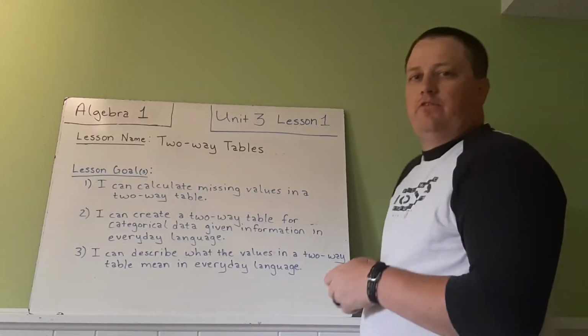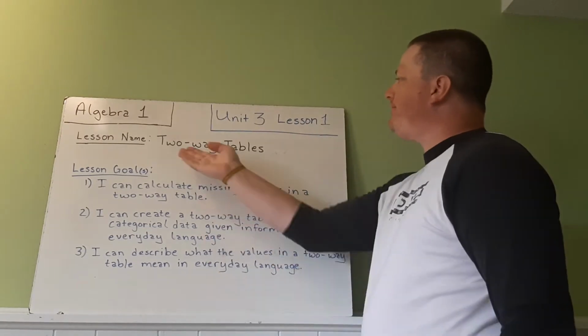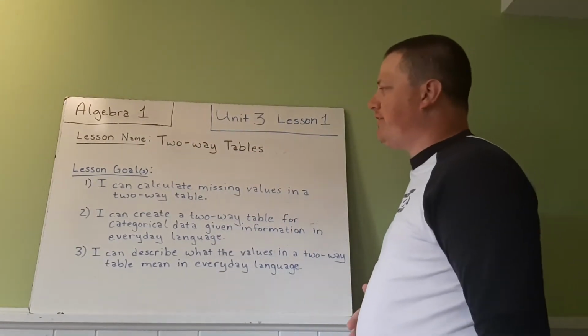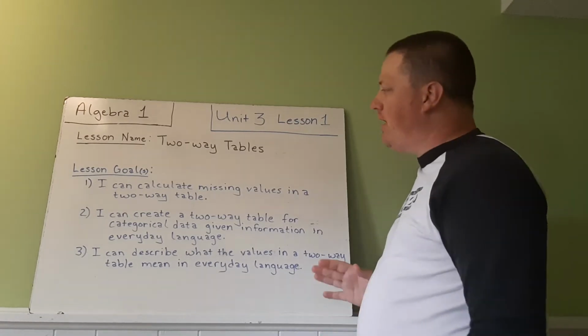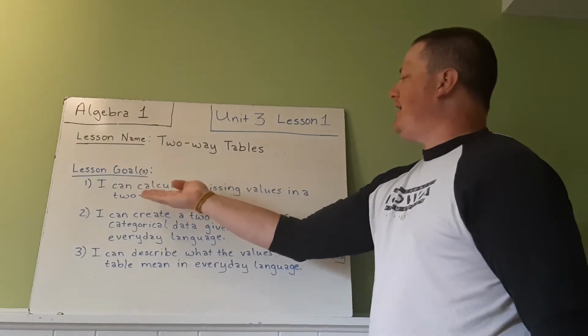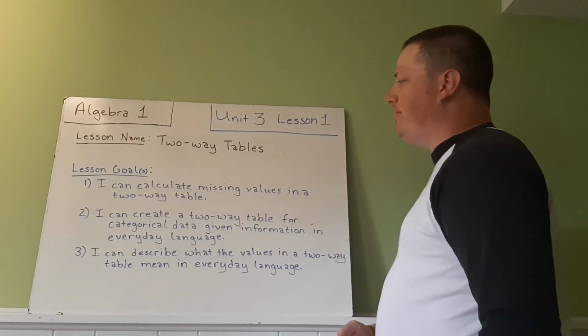All right, Algebra 1 students, let's look at Unit 3, Lesson 1, two-way tables. We have 3 goals for this lesson, so if you need to, pause to get them down. So our first goal is, I can calculate missing values in a two-way table.